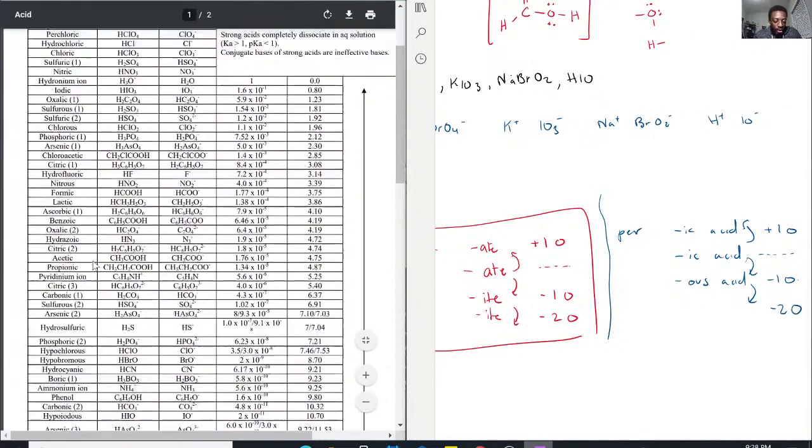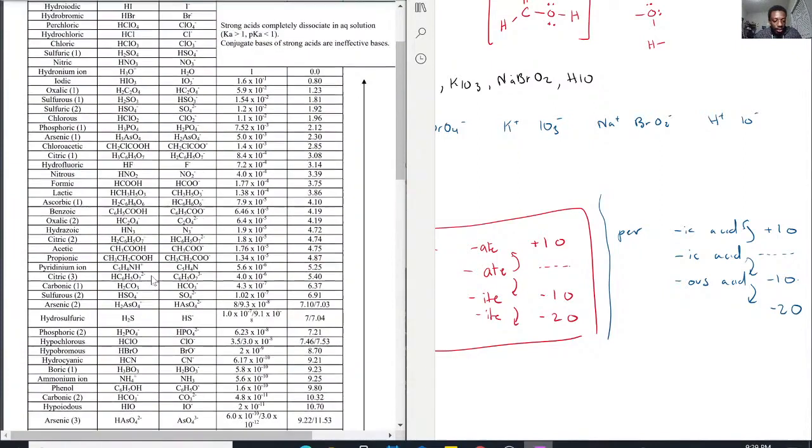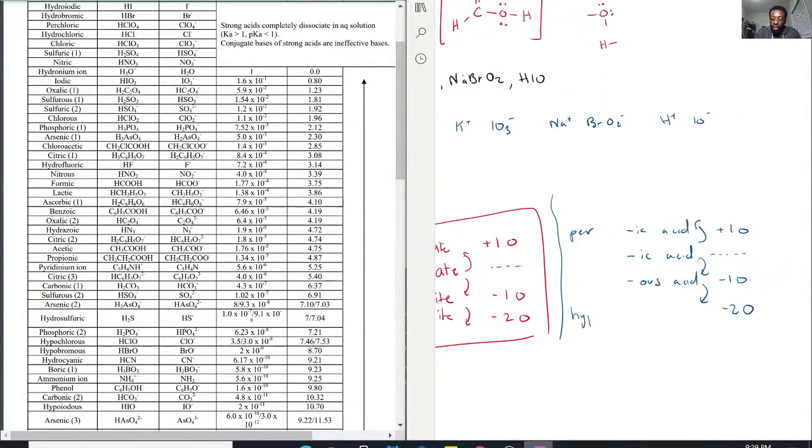HIO all the way down here that I spotted earlier. Nope, went too far down. HIO. Well, actually, HClO works perfectly fine in this case as well, because it says hypochlorous. So it looks like it still keeps the hypo, and it's still the OUS, but you still had acid.